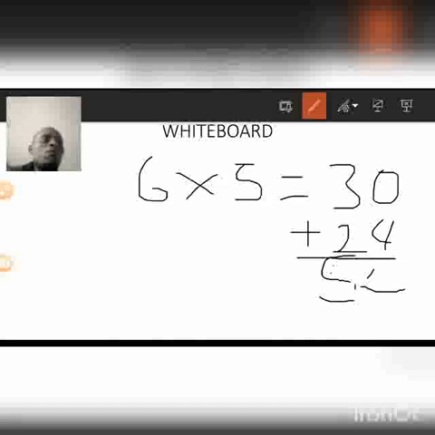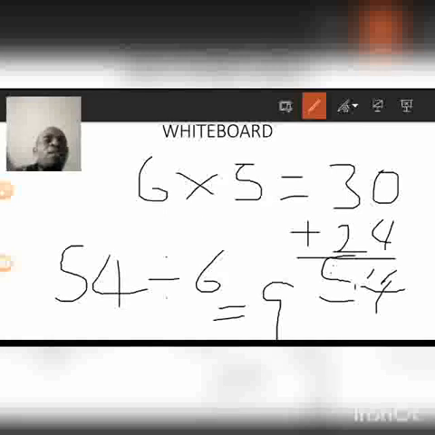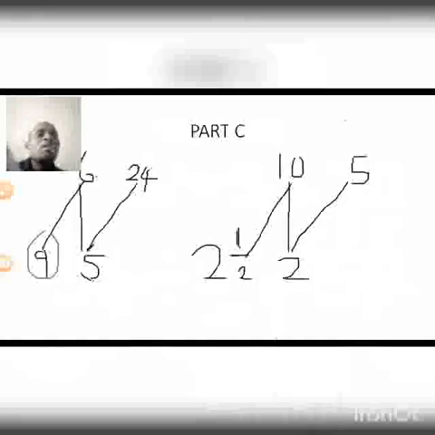54. Now, once we are done getting 54, now what do we do with 54 to get the missing number? We divide 54 by 6, and that is 9. 54 divided by 6, that gives us 9. Alright, this is how we get the 9.